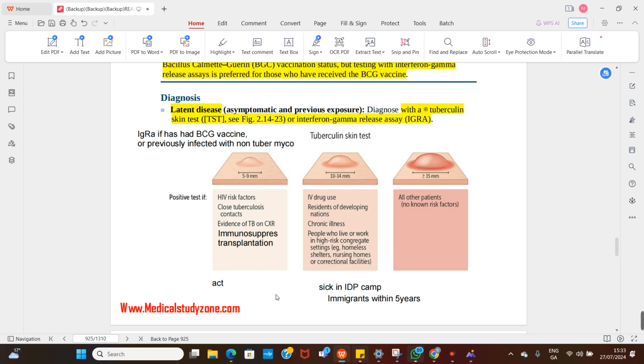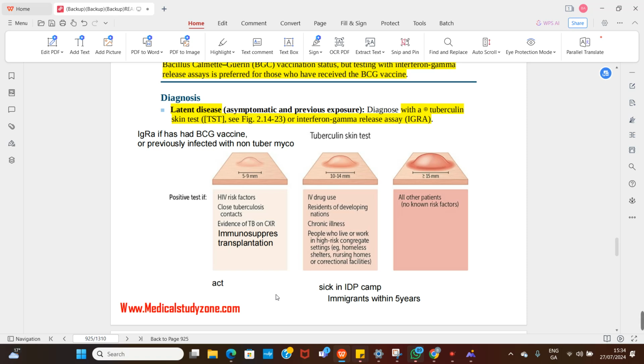Are you in a military barrack? Are you in a nursing home, correctional facilities, prisons? For this category of people, once I measure my tuberculosis skin test and it is within the range of 10 to 14, I say the test is positive. The one I'm going to bring down to 5 to 9 is when: do you have HIV? Have you been exposed to anybody with tuberculosis? You did the X-ray and you are seeing evidence of tuberculosis. For those categories of people, if your skin test is between 5 and 9, your PPD test is positive.